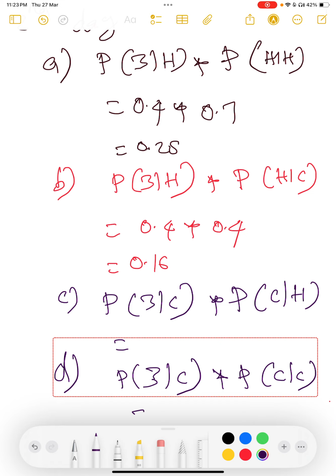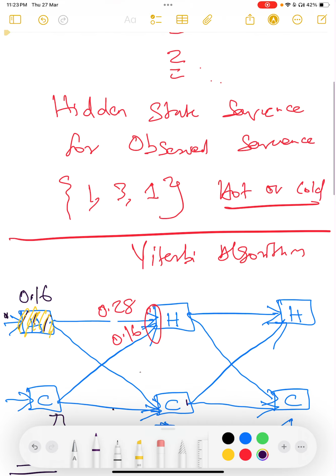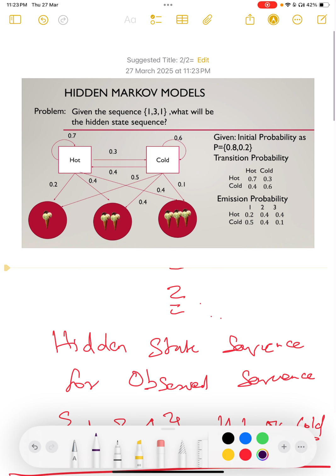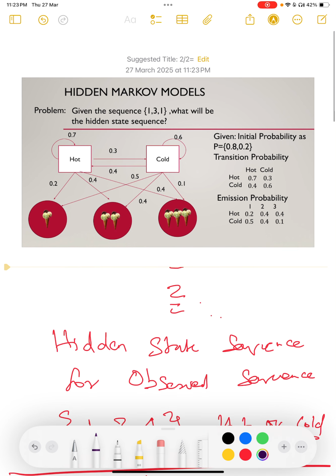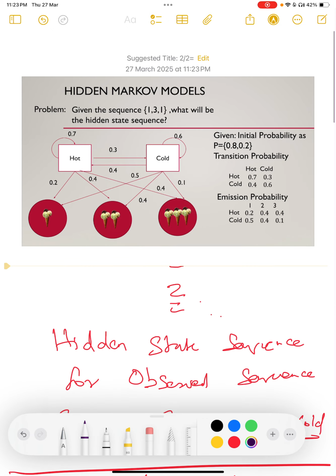So what will be the answers for this? What's the probability of 3 given C? 3 given C is 0.1.